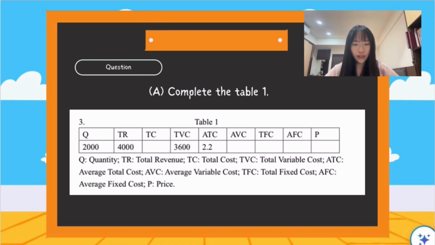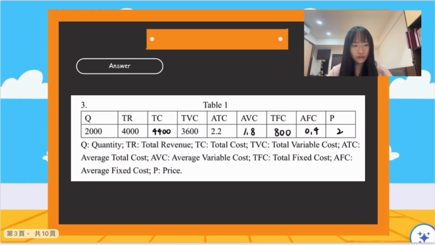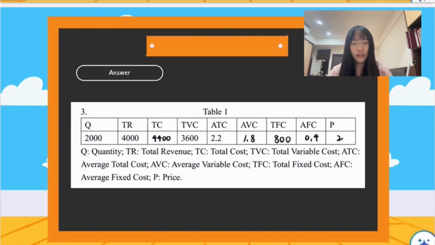The first is question A. We must fill in all the contents of this form. The known numbers are quantity, total revenue, total variable cost, and average total cost. And we can use the information provided by these questions to calculate the values of total cost, average variable cost, total fixed cost, average fixed cost, and price in the spaces. These are the correct values in the spaces, and I will explain in detail how the values are calculated and the related formulas on the next page.